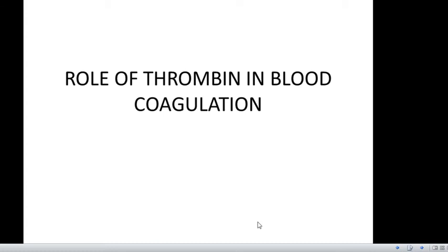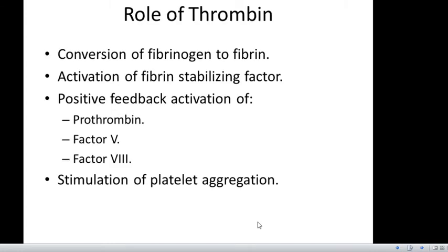Now let's review the role of thrombin in blood coagulation. Thrombin performs many roles, like number 1, conversion of fibrinogen to fibrin, activation of fibrin stabilizing factor, positive feedback activation of prothrombin, factor 5 and factor 8, and stimulation of platelet aggregation.